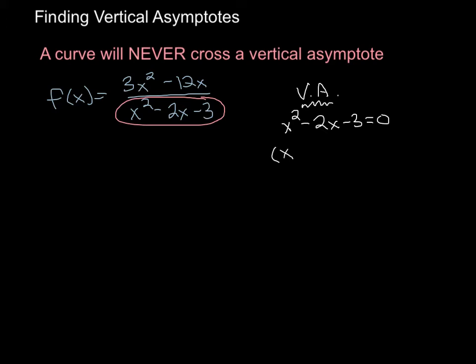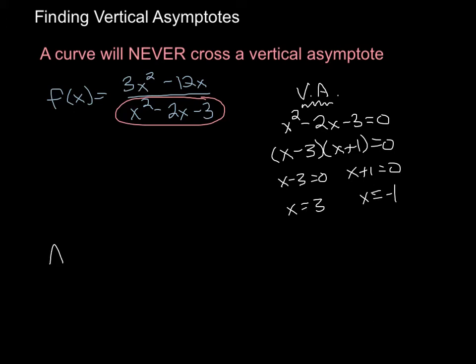So we get (x - 3)(x + 1) = 0. That means x = 3 and x = -1. So we have vertical asymptotes at x = 3 and x = -1.